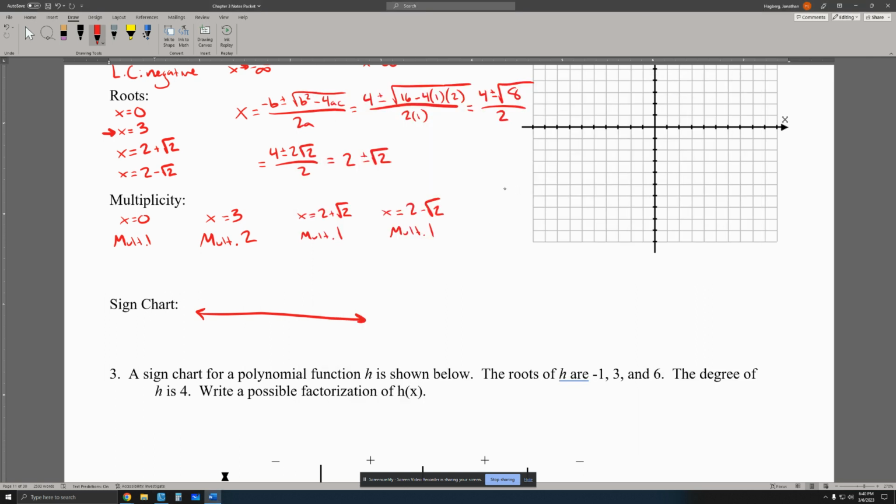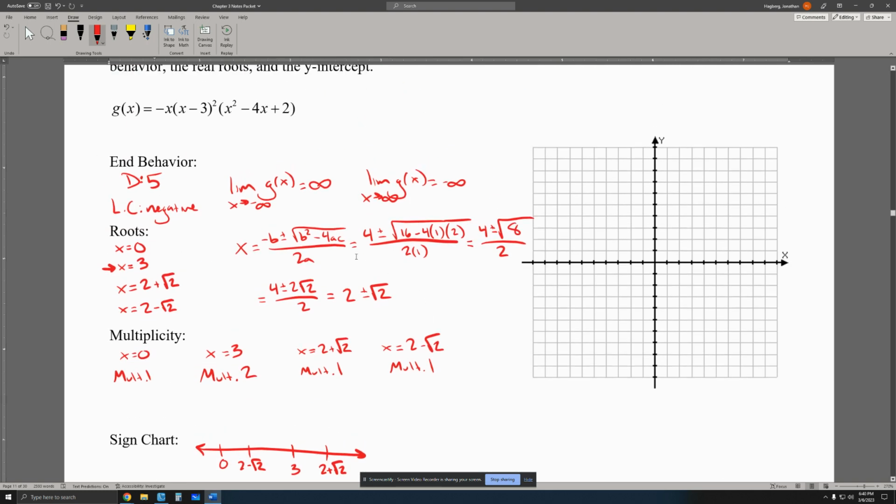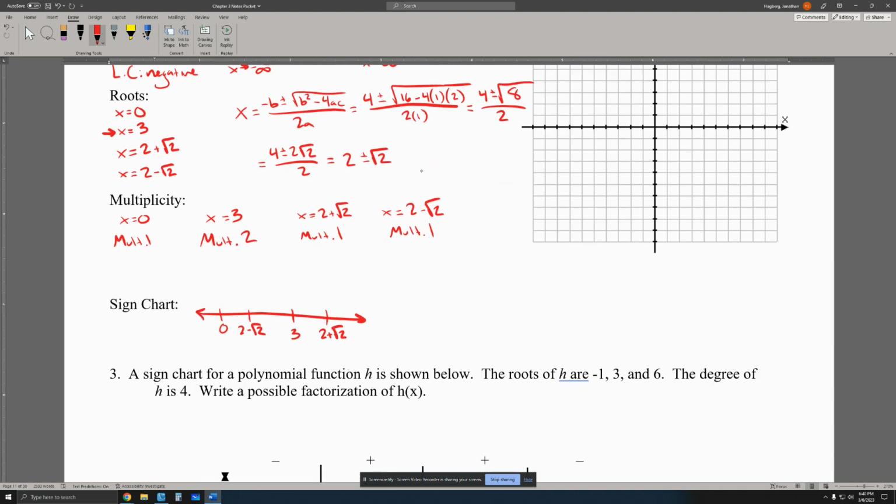All right, so on our sign chart, here we have 0. We have 1 at 3. Oh, actually, in between, I forgot our 0.5, or 2 minus root 2. And then we have our 3, and then we have our 2 plus root 2. Okay? I know that the end behavior, because we have a negative leading coefficient, left-hand side is approaching infinity, right-hand side is approaching negative infinity. So we can already start with that.